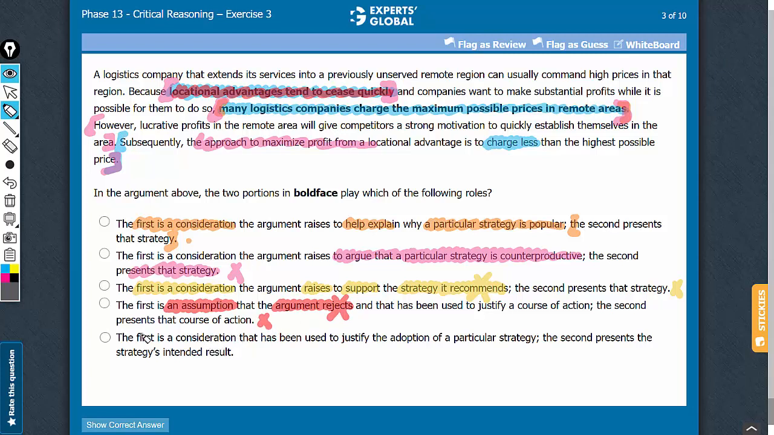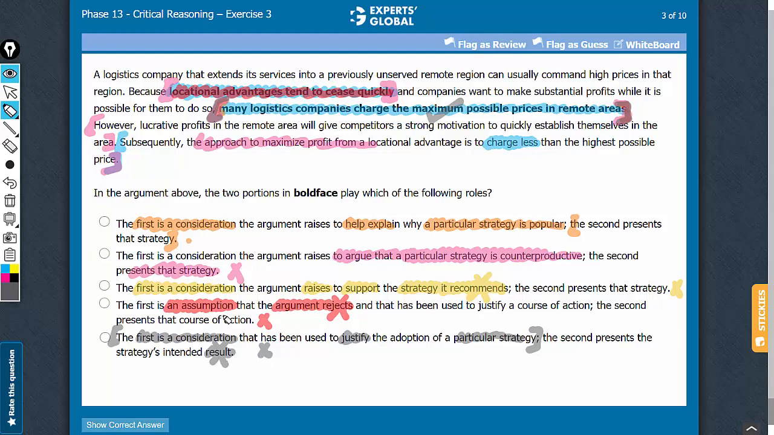Yes, the first is a consideration that has been used to justify the adoption of a particular strategy. The first part is perfectly all right. The particular strategy being this strategy in the second boldface. Look at the second part of this answer choice. The second presents the strategy's intended result. No, it does not present the result. This word result is a buzzword that can help you eliminate this answer choice. The second is the strategy itself. It is not the result. So answer choice E should be comfortably eliminated.